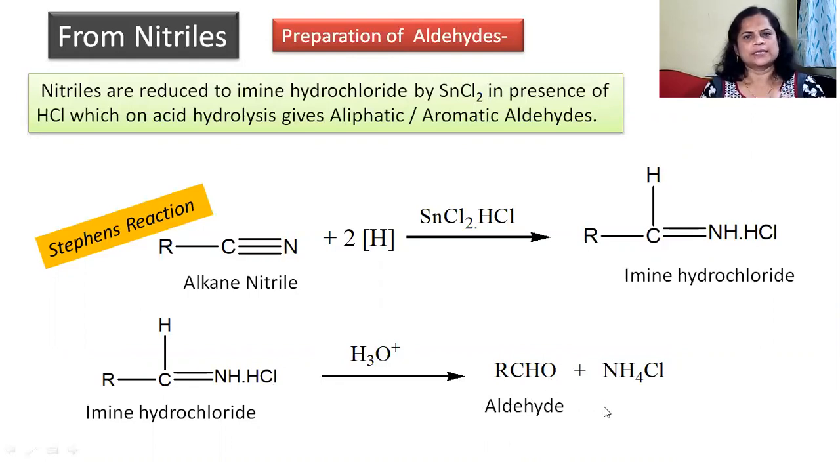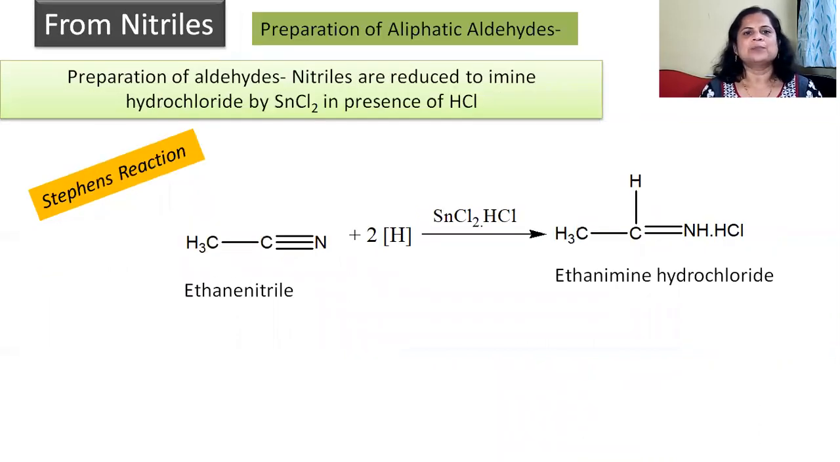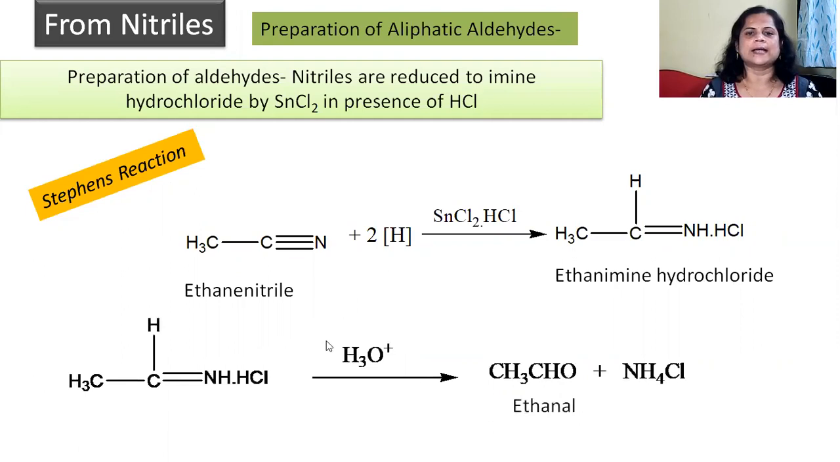We are using stannous chloride and HCl with the nitrile, so that reaction is known as Stephen's reaction, where the nitriles are reduced. We see an example of that reaction for the preparation of aliphatic aldehydes. Ethane nitrile, CH3C triple bond N, with 2H in the presence of stannous chloride and HCl, forms ethanimine hydrochloride. And in the second step, ethanimine hydrochloride undergoes acid hydrolysis and formation of ethanal takes place.